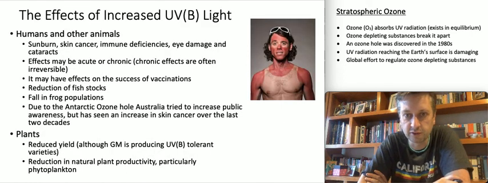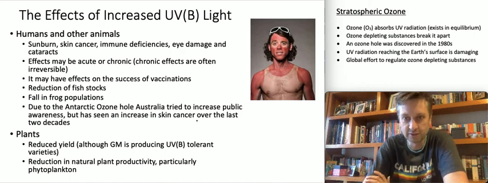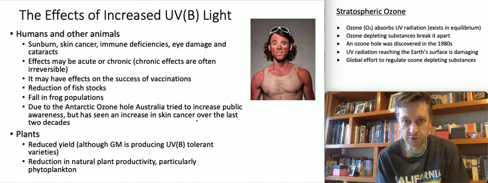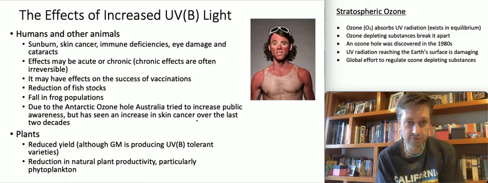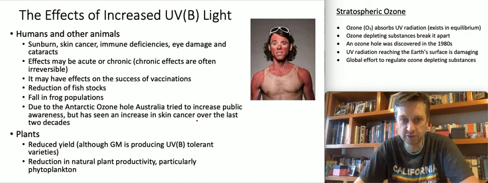Okay, the effects of UV. One effect is obvious if you spend much time on the beach. This guy is suffering from very severe sunburn from overexposure to ultraviolet light, or specifically ultraviolet B light. So effects on humans and other animals: effects on the skin, severe sunburns perhaps, certainly an increase in skin cancers. That's an effect of being hit by too much UV radiation. Effects on the immune system, damage to the eyes certainly, and an increase in the rate of cataracts.